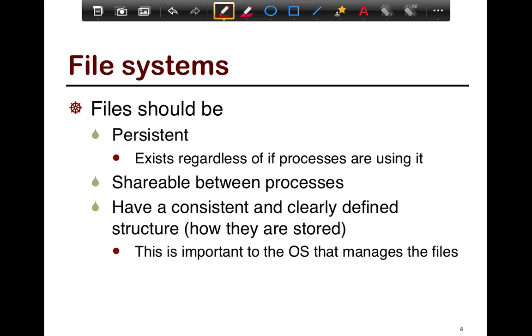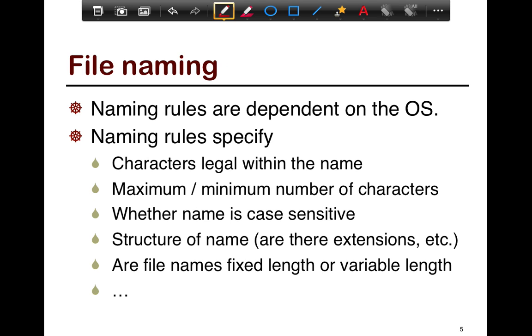An important characteristic of files, compared to all other abstractions we've seen till now, is that they're persistent. They exist regardless of the processes that are using them. In fact, they're shareable between processes. They come into existence when a process creates them, and even if a process dies, they just continue to exist so that they can be accessed by other processes. And they have a consistent and clearly defined structure on how they are stored. So it's important that the OS manages these files.